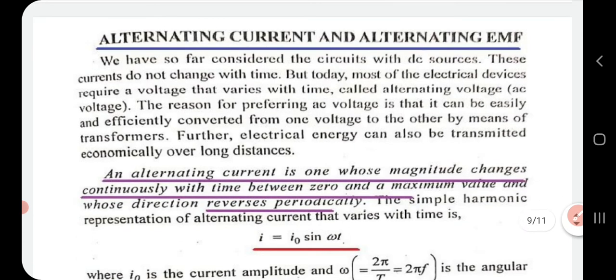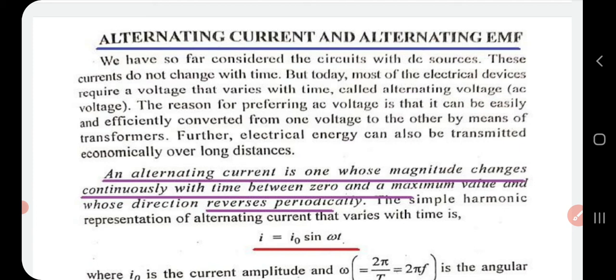Next are a few definitions, that is, what is alternating current, what is alternating EMF, like that. A voltage that varies with time is alternating voltage. Similarly, a current that varies with time is alternating current. We always prefer AC voltage and AC current because it is very easy to convert them from one voltage or current to another by means of transformers. Also, it can be transmitted over long distances.